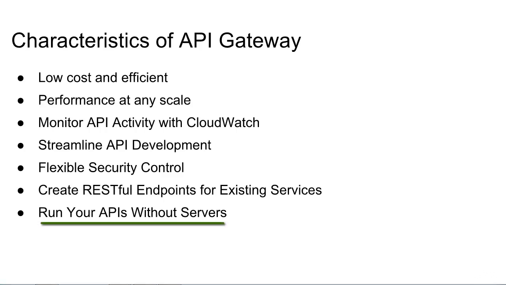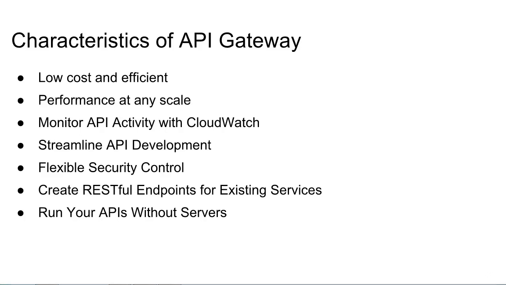And then we have running your APIs without servers, and this is basically where serverless architecture comes into the picture, or what you hear these days as serverless. With API Gateway, you can tightly integrate AWS Lambda to allow you to create completely serverless APIs.